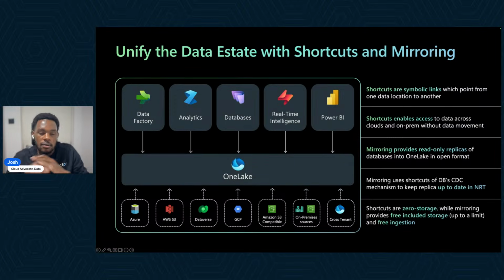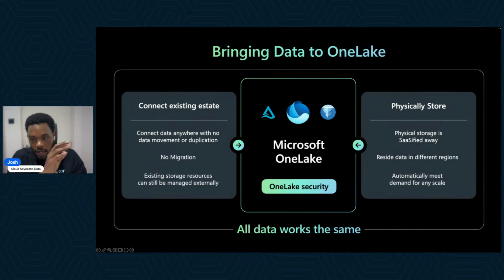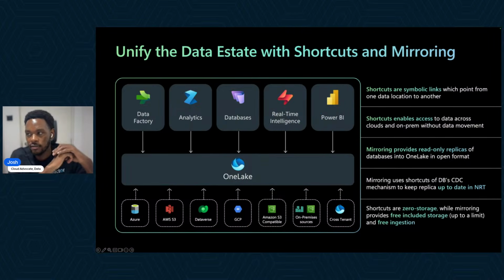So when you think about the various ways of bringing data into OneLake, I mentioned you have the ability to do so without migration, without data movement, without data duplication, and those two ways are the ones we're going to explore in depth in the next 40 or so minutes. The two main ways are shortcuts and mirroring. Let's talk a little more about shortcuts and mirroring, and afterwards we're going to do a few demos to showcase how they work.